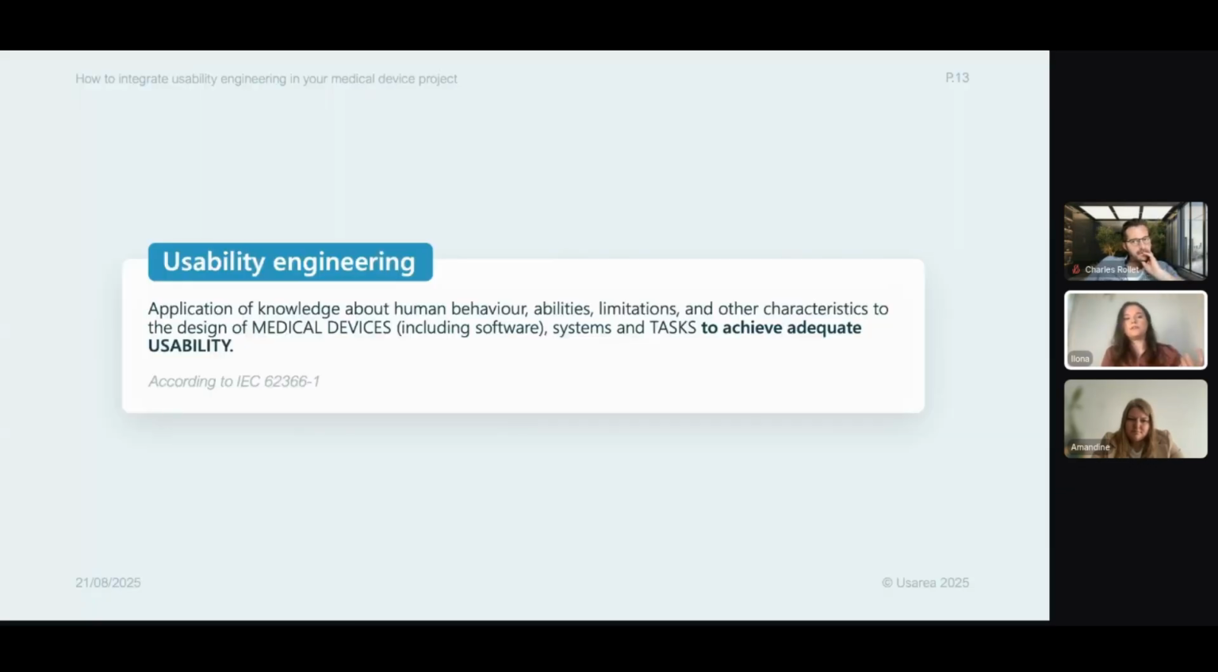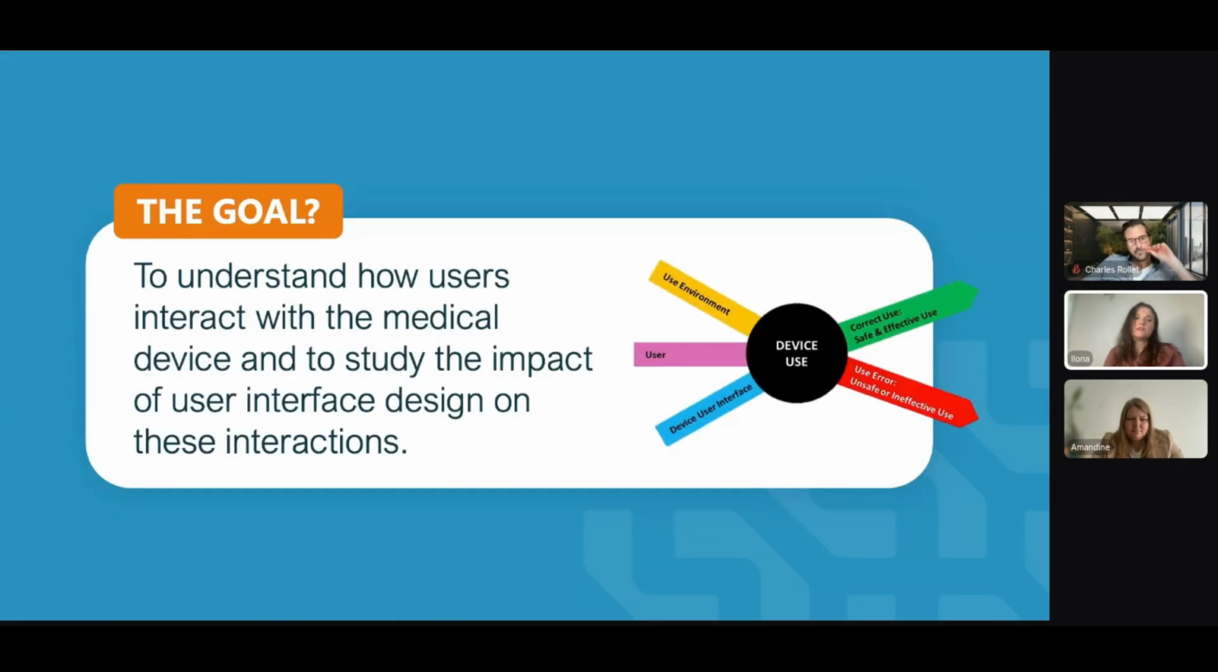When we talk about usability engineering, it's the application of knowledge about human behaviors, abilities, limitations, and every other characteristic to the design of medical devices. When we talk about medical devices, it's also software, systems, and tasks to achieve adequate usability. So the goal is really to understand how users interact with the medical device and to study the impact of user interface design on this interaction.